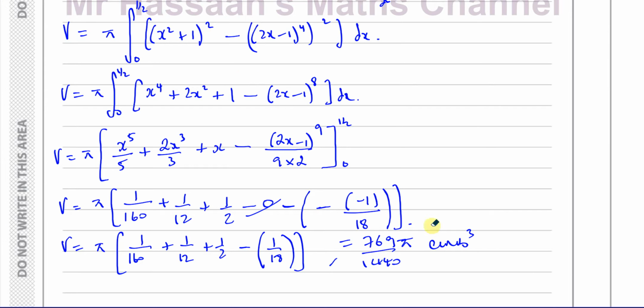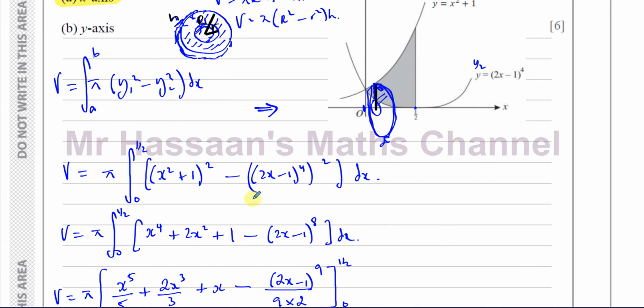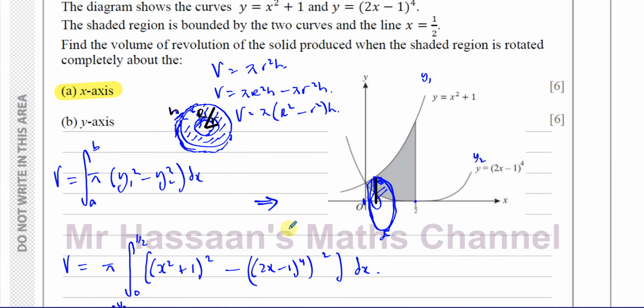So that's units cubed. I shouldn't put centimeters. I started putting centimeters. So units cubed. And there's the answer to this question. That's part A, where you find the volume around the x-axis between these two curves. All right, now we're going to go on to part B.